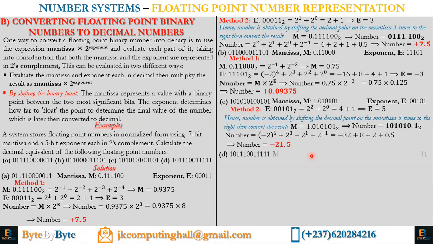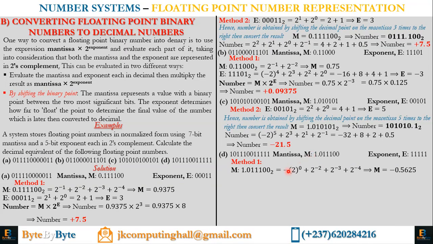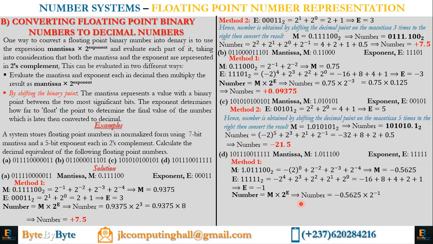The D part is what we get, and we see that our mantissa and our exponent are both negative. If I use method 1, what am I going to get? My mantissa, yes, I consider it to be negative. So I'm going to have negative 2 to the power 0, 2 to the negative 2, negative 3, negative 4. At the end, when I add, it will give me negative 0.5625. The exponent, when you convert, you have negative 1. From there now, you use the formula number equals mantissa times 2 to the exponent. So my number is actually going to be negative 0.5625 times 2 to the negative 1. And when you punch, you have your number to be negative 0.28125.